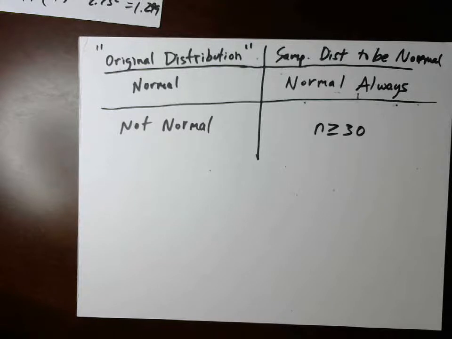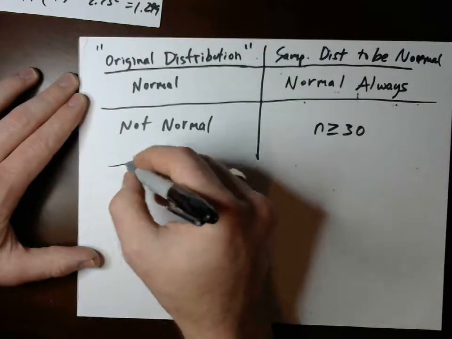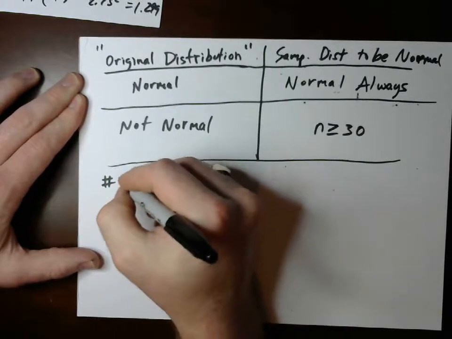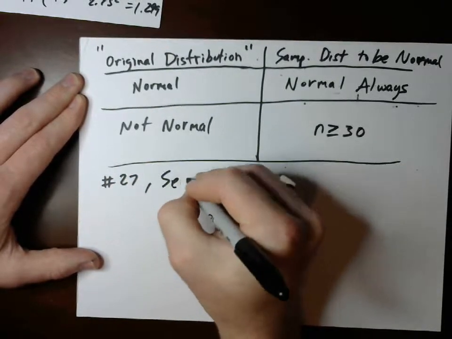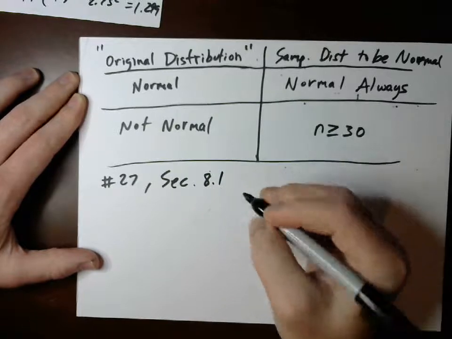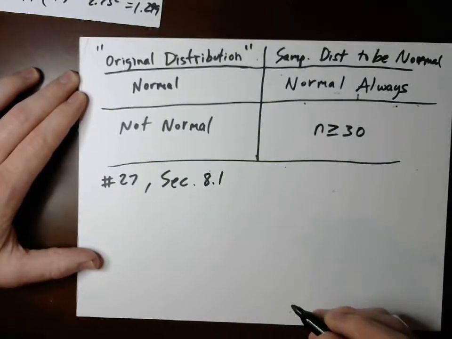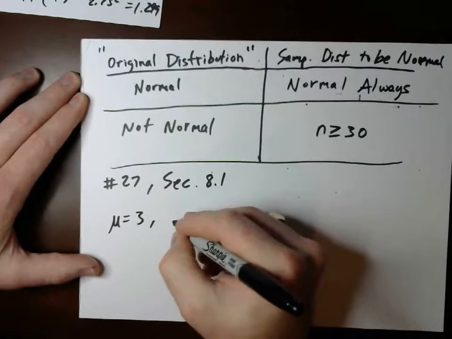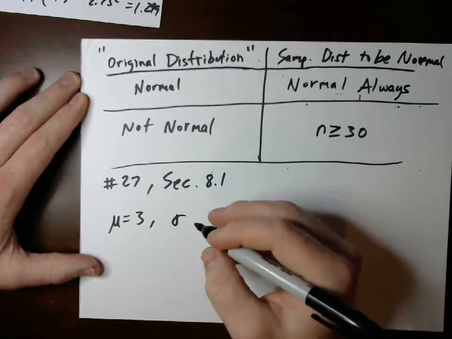All it says is that the peanut butter, well, from the information, you'll notice on number 27, just write it down, of section 8.1, all it says, if you pull the information out, is that mu is equal to 3 and sigma is equal to 10.